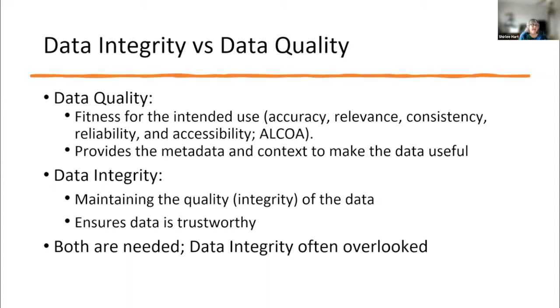The data integrity comes into play when you're maintaining that quality of the data. And that goes over time and making sure that you can trust that data. So that's where you often see technology and surrounding processes like backups, reviews, a lot of times periodic reviews. But like I said, you can have one without the other, and they're all overlapping a little bit, but both are actually needed. And recently, I'd say data integrity was more overlooked, and that's why you're seeing a lot more of the 483s and things like that around data integrity.